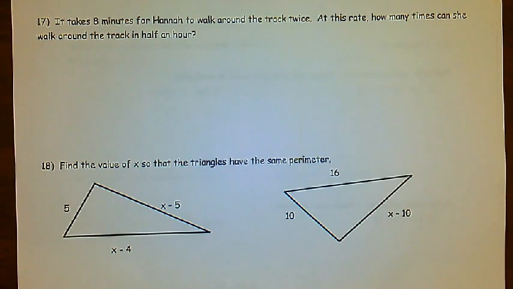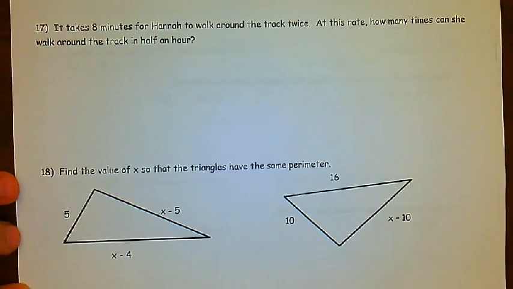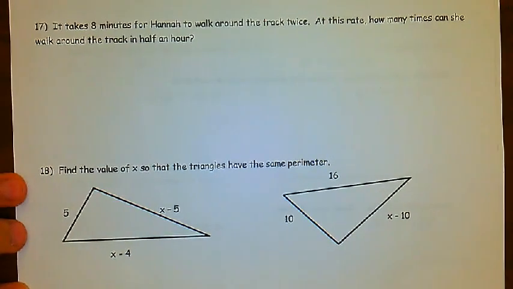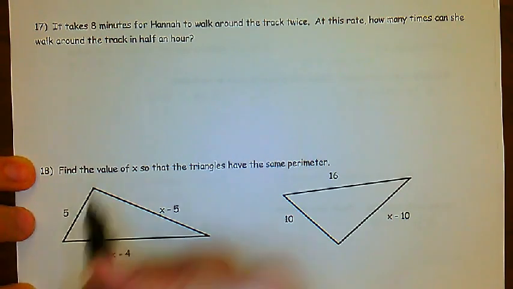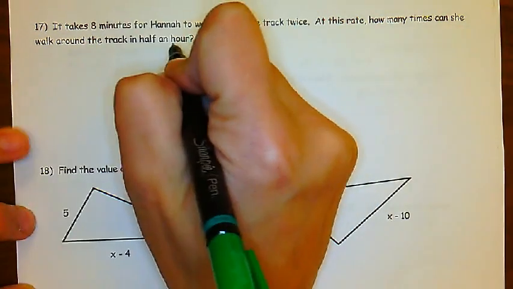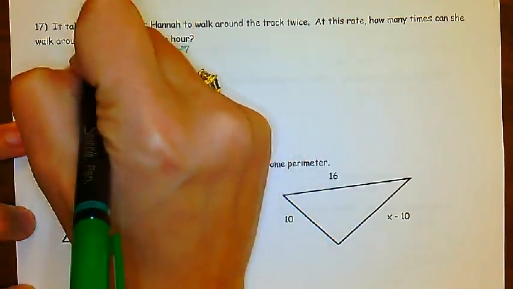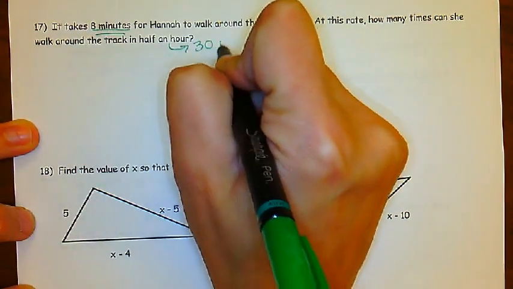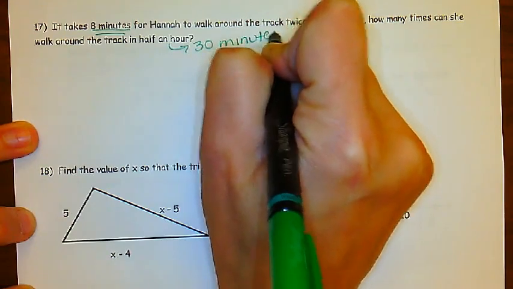Okay, number 18. Okay, we are still on the first review. It takes 8 minutes for Hannah to walk around the track twice. At this rate, how many times can she walk around a half hour? So the first thing I'm going to do, I see that this says minutes, so a half hour is equal to 30 minutes, so let's write that down.